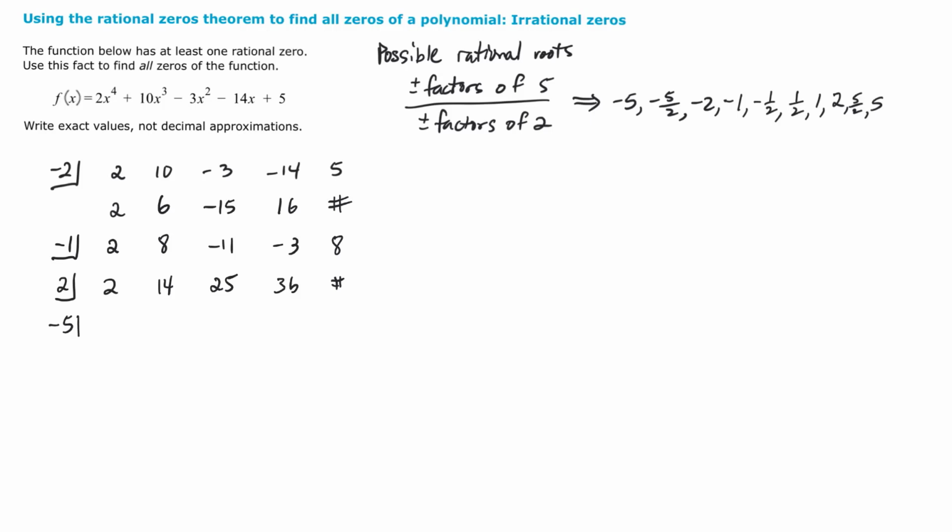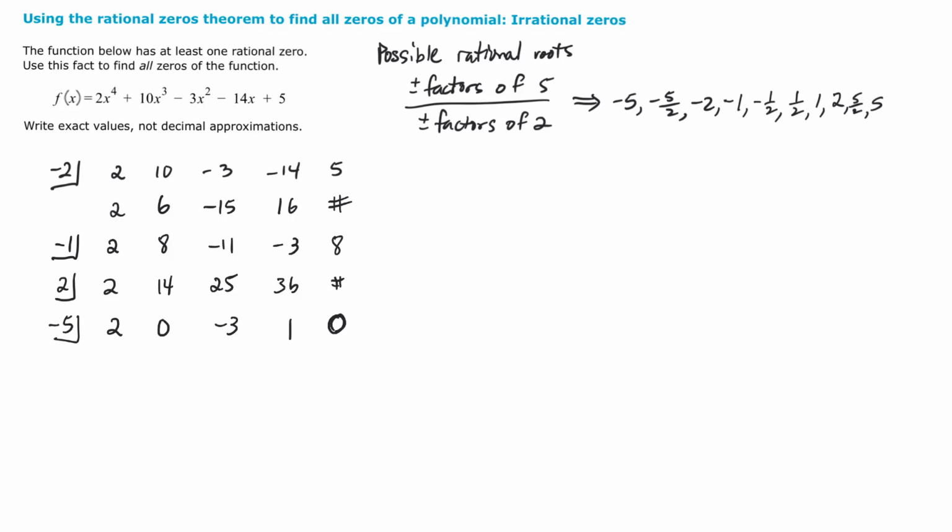So, why don't we try -5? Bring down the 2. 0. Well, this is -3. Add 15. We get 1. Aha! We got a remainder of 0. We're in good shape now. What does this mean? That means we want to find all the zeros.